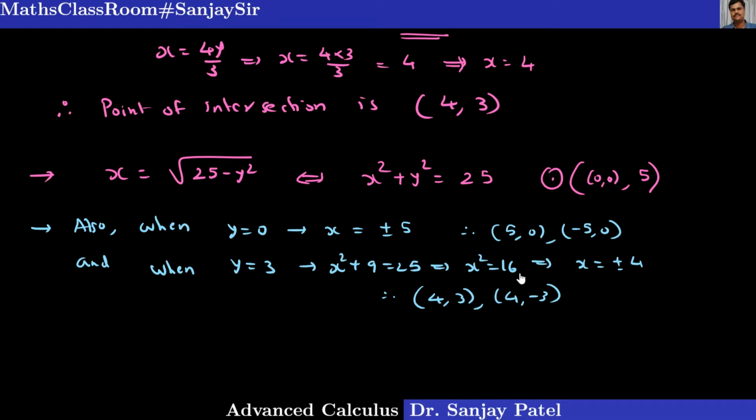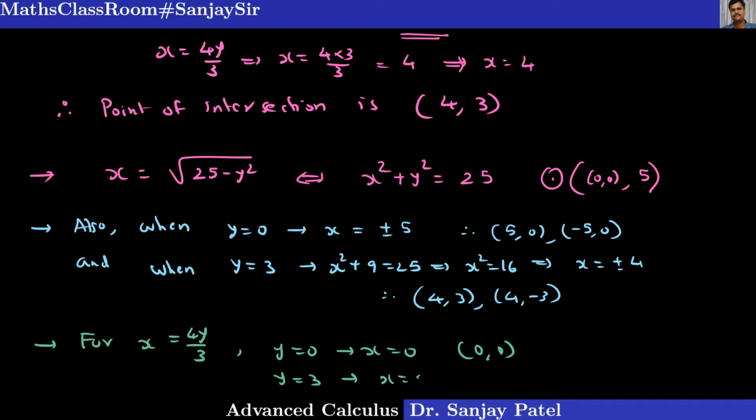So fine. And also we can find the point of intersection for the second curve, that is given by x is equal to 4y by 3. When y is equal to 0, we get x equal to 0. So one point is (0, 0), which is common between this line and this. And when y is equal to 3, we will get x is equal to 4. So the point (4, 3) is on this second curve also.